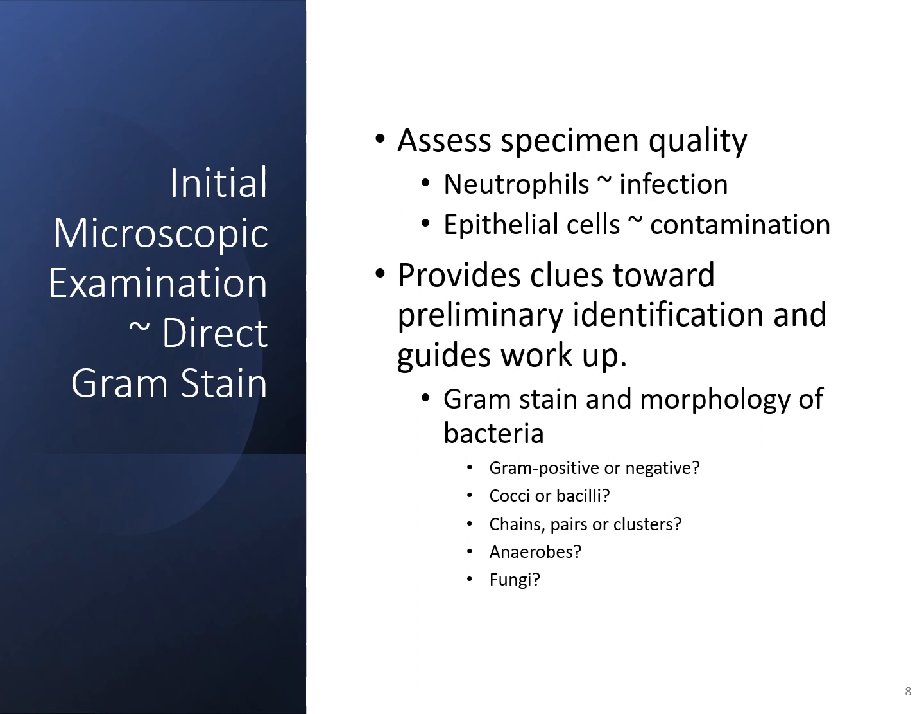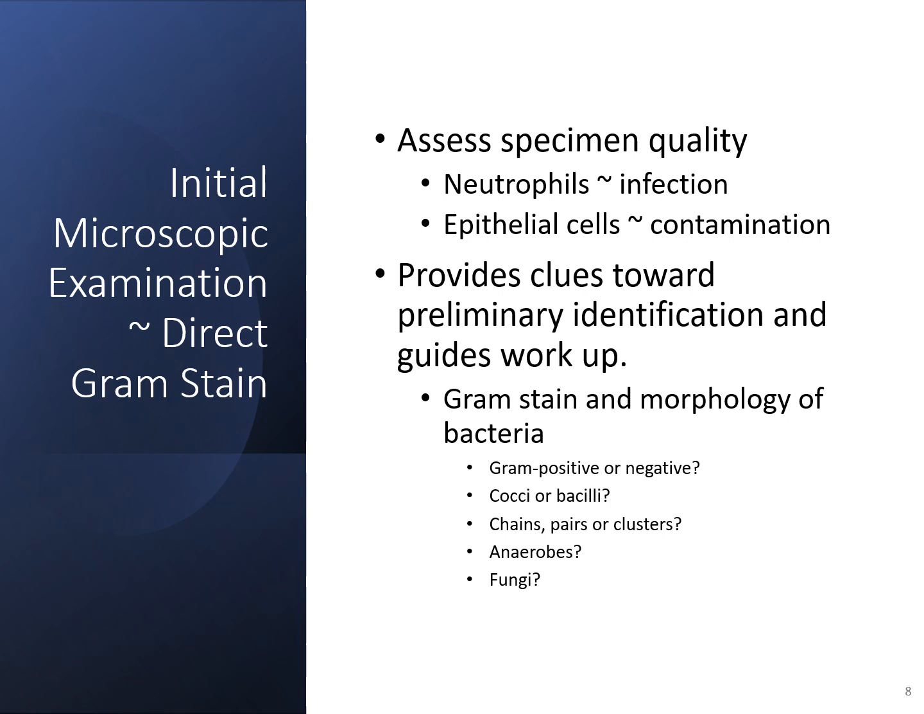Now, depending on the specimen type that is submitted and the location it was collected from, you could potentially be required to do an initial microscopic examination or a direct gram stain of that specimen. What this will do is assess the specimen quality. You're looking for the presence of neutrophils and epithelial cells, which would signify an infection or contamination based on the quantity of those cells. Also, that direct stain will provide clues toward the preliminary identification, and it will guide the workup.